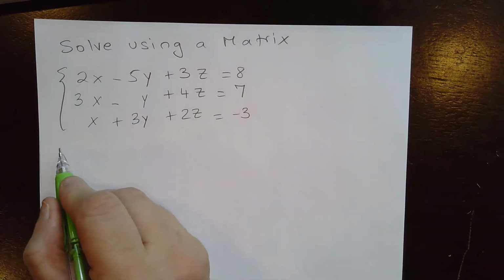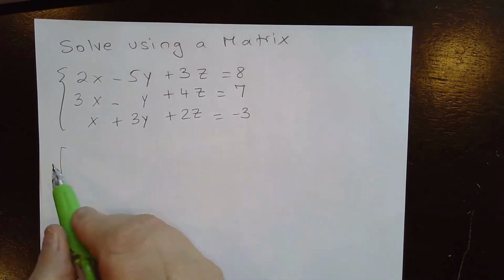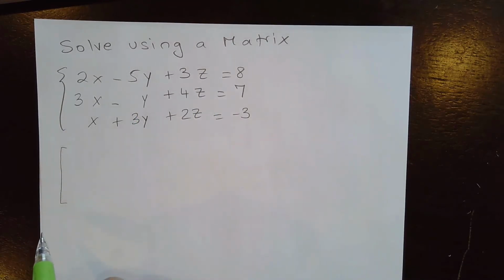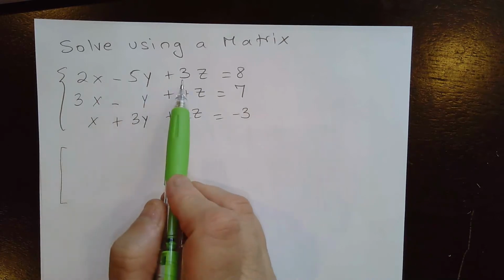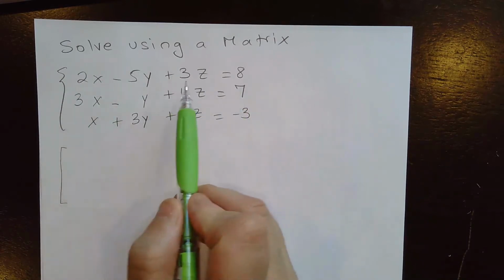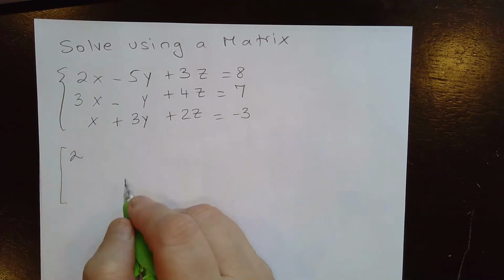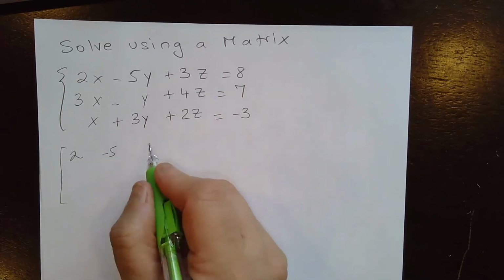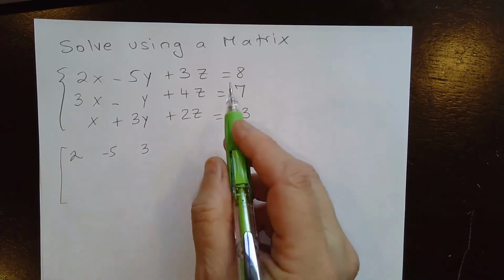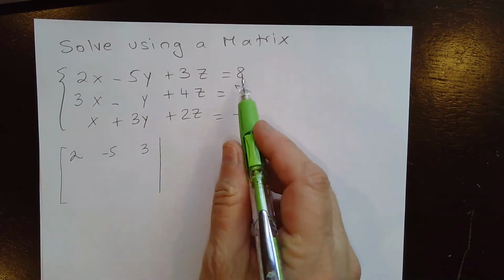So remember, the augmented matrix consists of rows. Each row corresponds to one equation in the matrix, and each entry corresponds to the coefficient of the variable and the constant. So the first equation, I have 2x, the coefficient is 2, negative 5y, so negative 5 is the coefficient, 3z, 3 is the coefficient. The vertical line replaces the equal sign, the constant is 8.